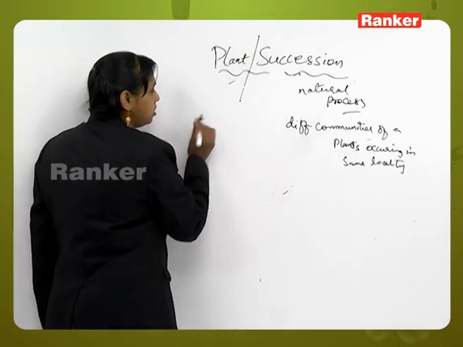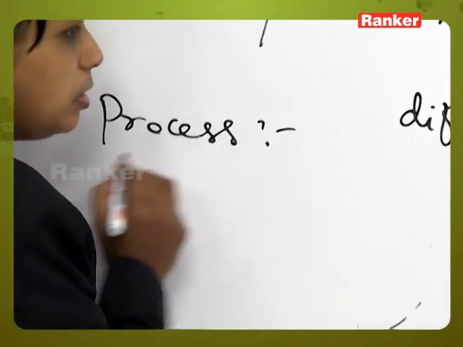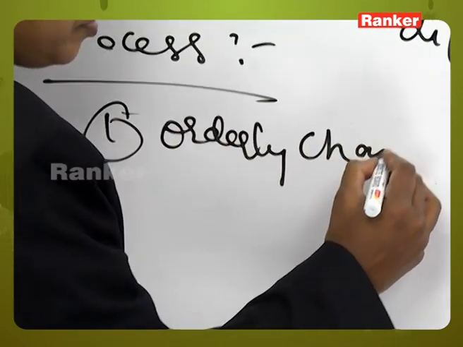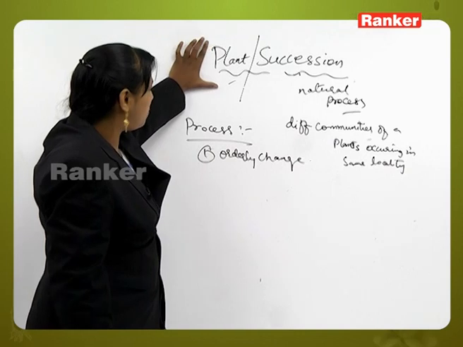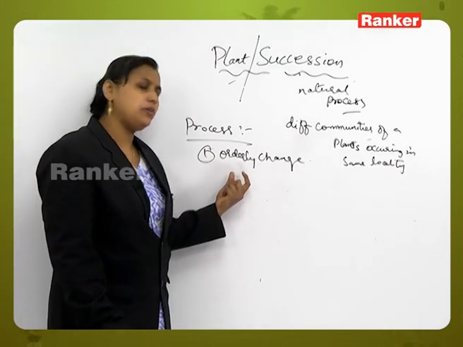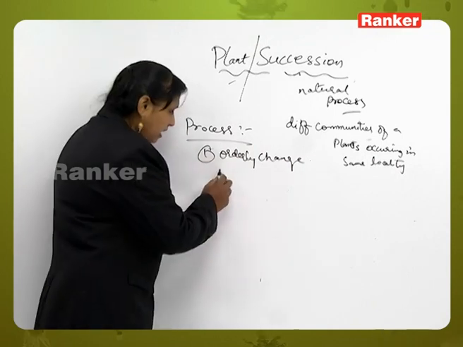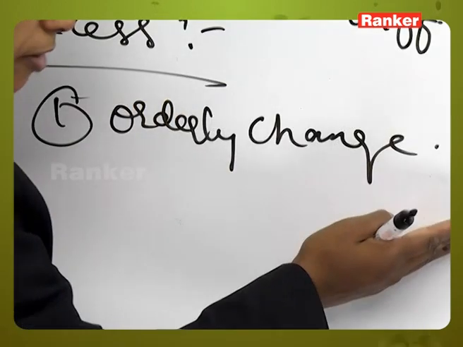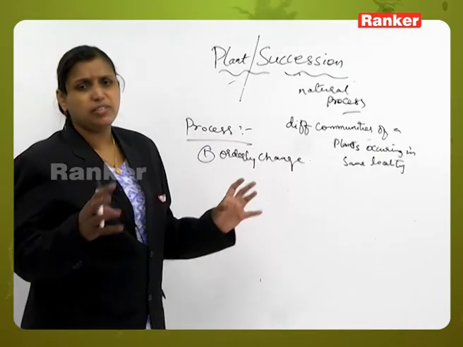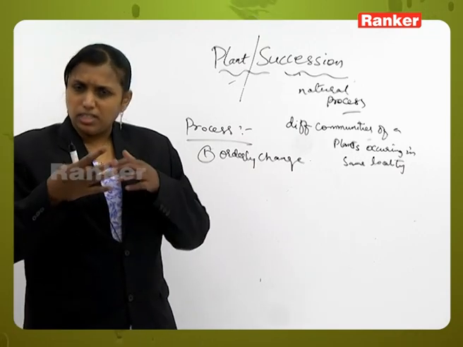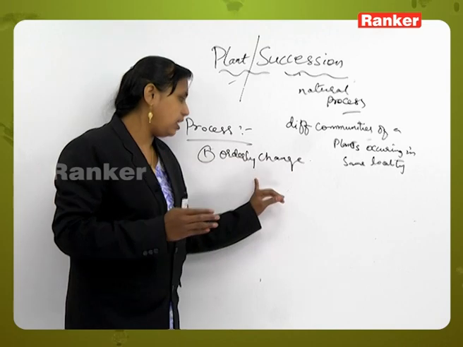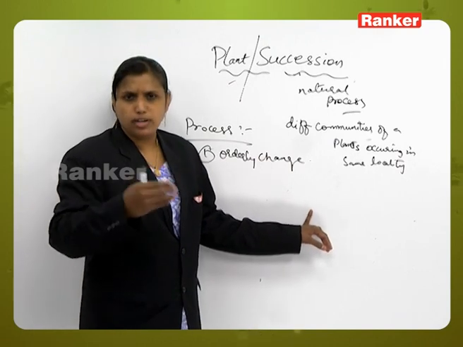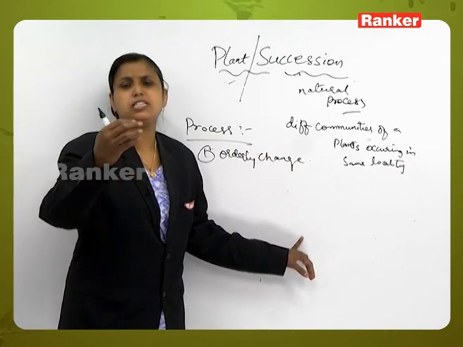Now, there is a process involved here. What will happen in the process of succession? First and foremost, you will see an orderly change. The basic idea is that any change in the pattern of arrangement of different plant communities in a particular area will occur in an orderly pattern, unless it is disturbed by some outside factor. The same area will show changes in the plant community or modifications, but in an orderly pattern, unless and until it is disturbed by some outside factor.